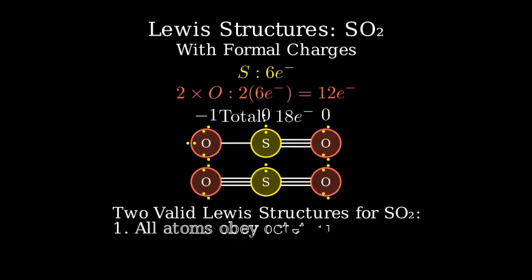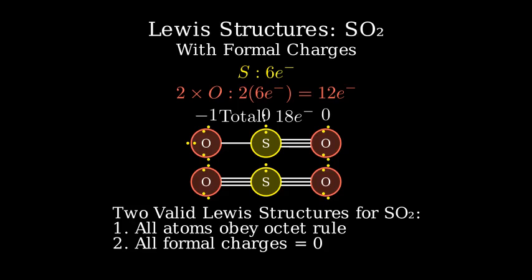And there we have it, 2 valid Lewis structures for SO2. The first structure obeys the octet rule, but has a formal charge, while the second structure has all formal charges equal to 0.